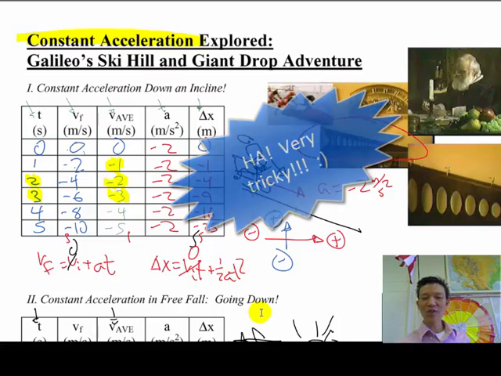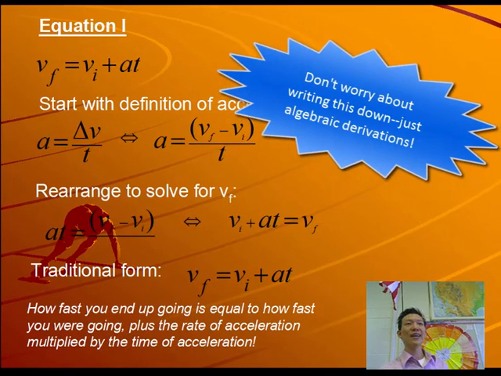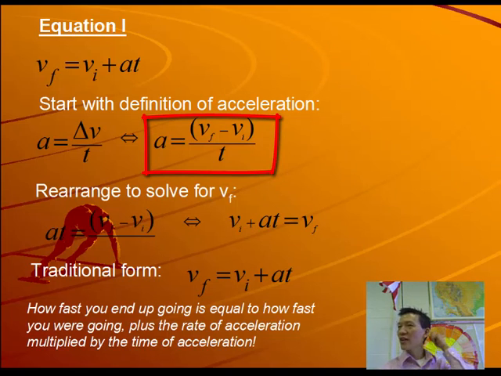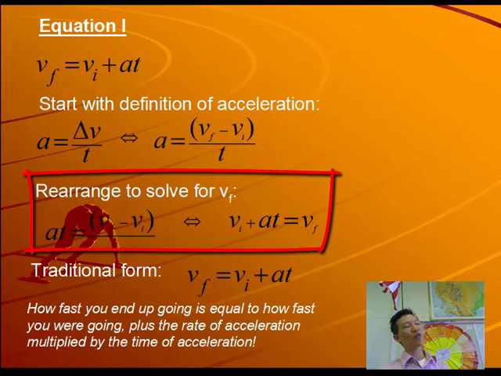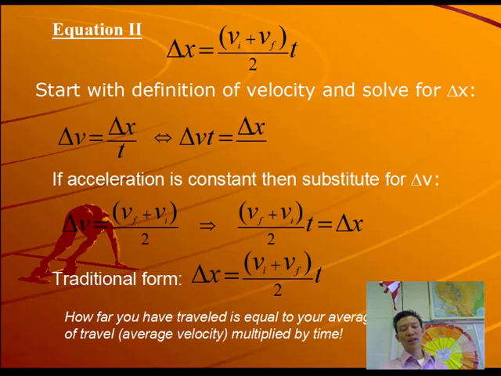So those 4 equations, how did Galileo come up with them? Equation 1 actually kind of makes sense when you look at it. VF equals VI plus AT. You take the basic definition of acceleration, which is change in velocity over time, VF minus VI over t. You rearrange to solve for VF. You bring the t up, and then you add VI to both sides. So this one actually makes sense. How fast you end up going, VF, is equal to how fast you were going, VI, plus your rate of acceleration times time.